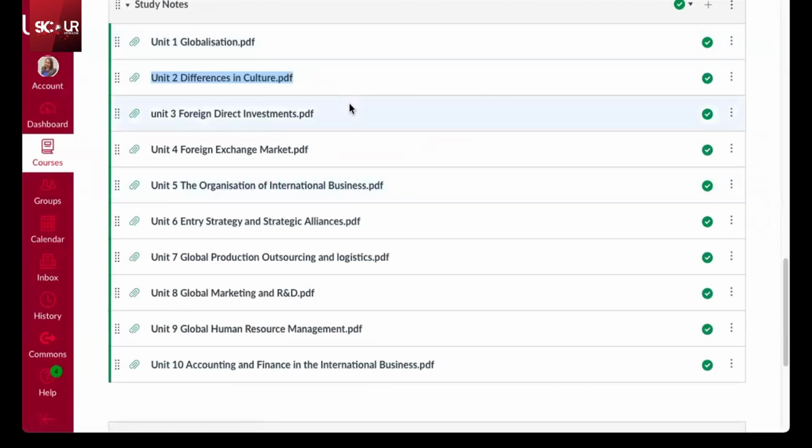Today I have covered a little bit of globalization. Some of the notes here will be covered in later weeks. I have covered entry strategy and strategic alliance. Later I'm going to teach about organization of international business, because some part of it is actually covered in unit 6 already.